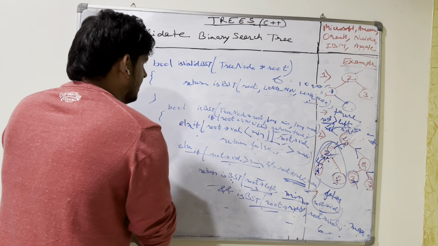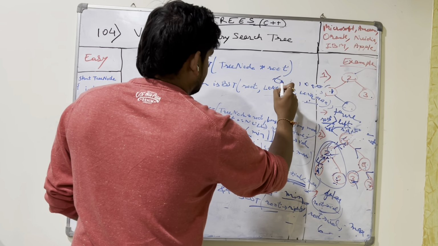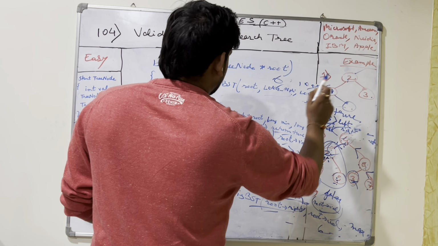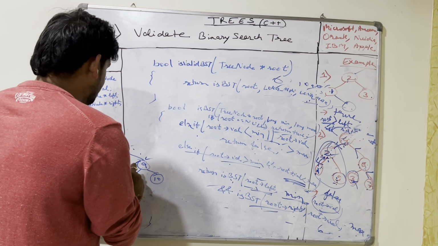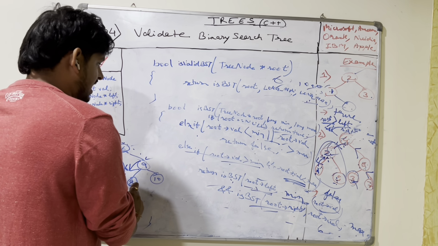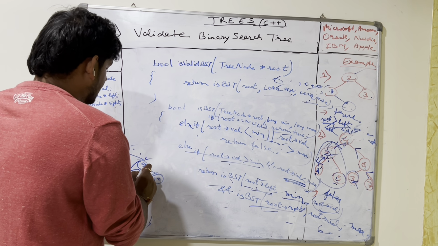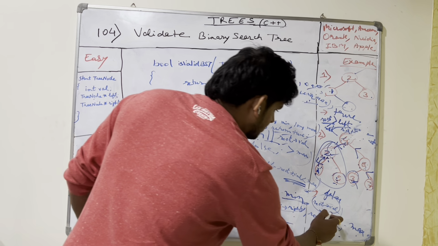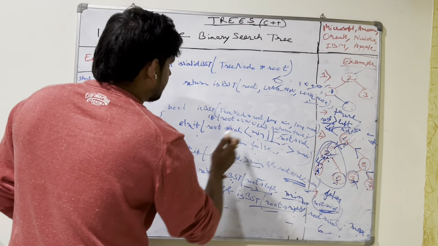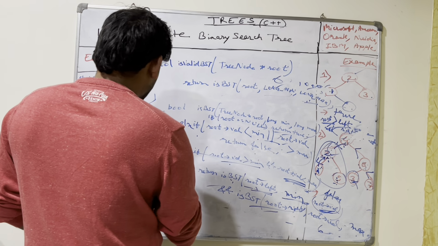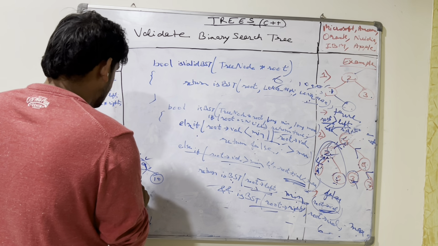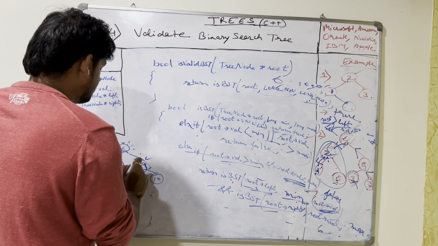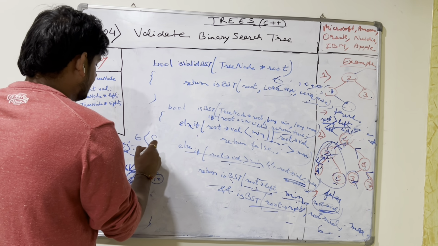Now 9 is actually greater than its minimum value, 6, and it is less than the maximum value. So it's fine. But it goes to the left part of it. Now when it goes to the left part, it has to be lesser than 9. This value changes, the root value. This max value would change, and the min value was actually 6.